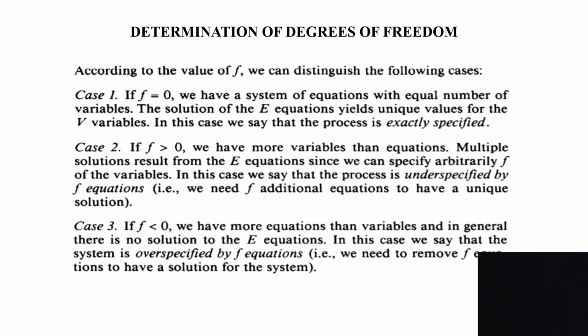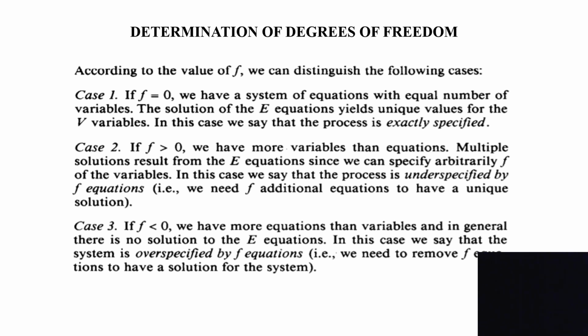Next, there are three cases to distinguish. One is F equal to 0, another is F greater than 0, and another is F less than 0. It is very clear that you will get a unique solution when F is equal to 0, because the number of variables is equal to the number of equations. So there will be a unique value for this case.